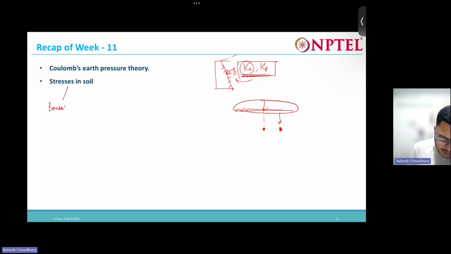This was given by Boussinesq and Westergaard. These are the two main basic theories, and they give you analytical expressions using which you can find out the stresses at any point in the soil. There are some assumptions. I will write those assumptions for you.